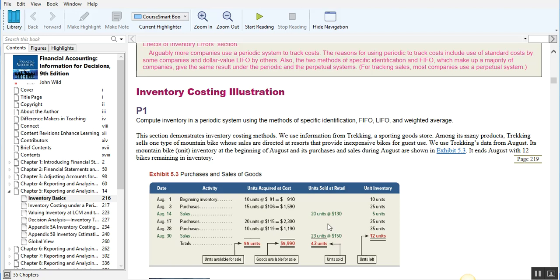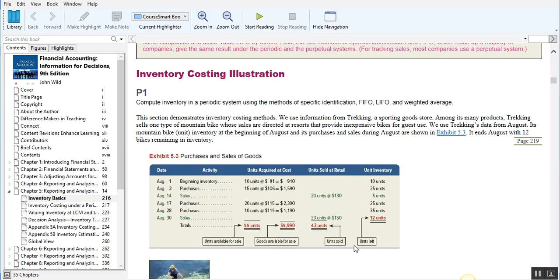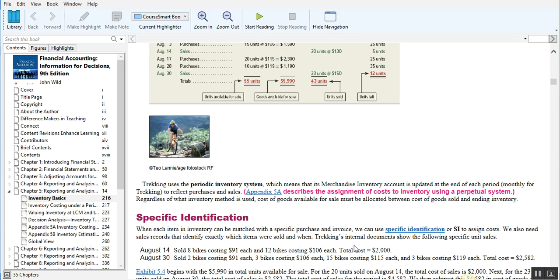Then we purchase 20 more units, so we're up to 25. Buy 10 more units, we're up to 35. And then we sell 23 units at $150. That's the retail price that we charge for those. And so we end up with 12 units in ending inventory. We know the retail value of these items, but what we need to determine is how we're going to compute the actual cost that we're going to assign to those goods that we just sold.